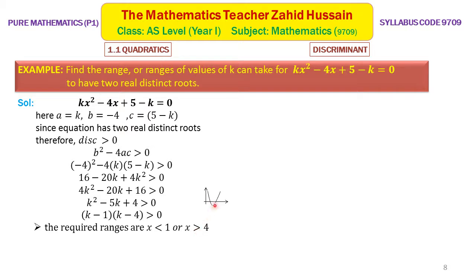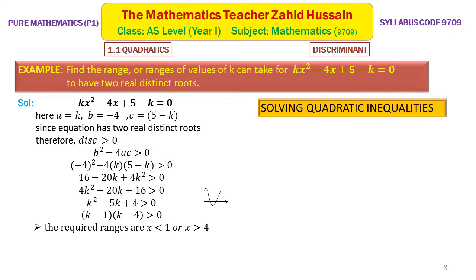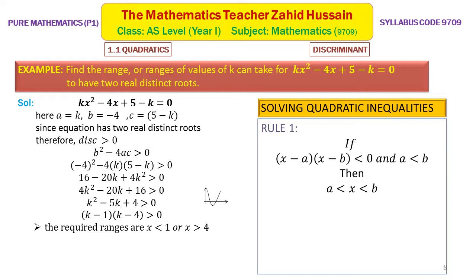This is the graph. This is 1, this is 4. You need greater than: x greater than 4 and x less than 1. Or you can use these rules of solving quadratic inequalities.